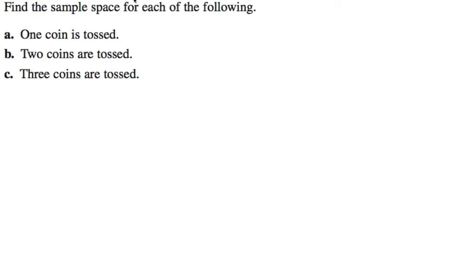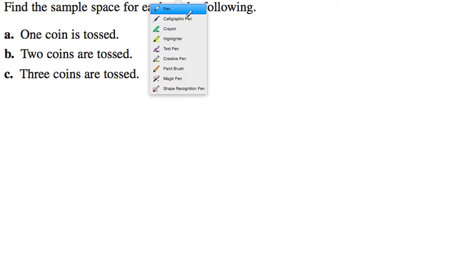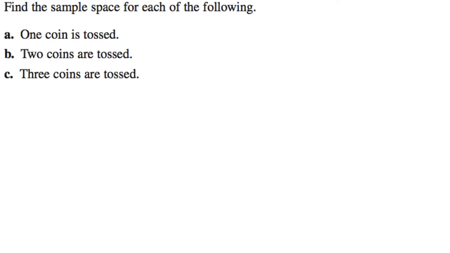So continuing on about probability, we need to first look at what a sample space is. A sample space can be a great way to visualize what's actually happening so we can figure out what the probability is. So here, we want to find the sample space for each of the following. A, one coin is tossed. Well, if one coin is tossed, we could either have heads or we could have tails. And that's it.